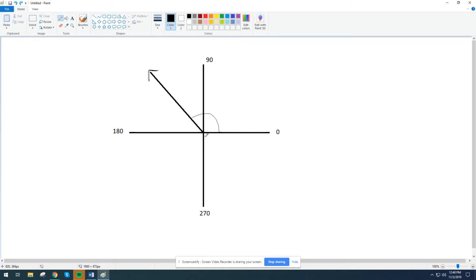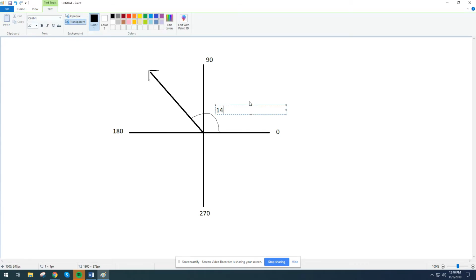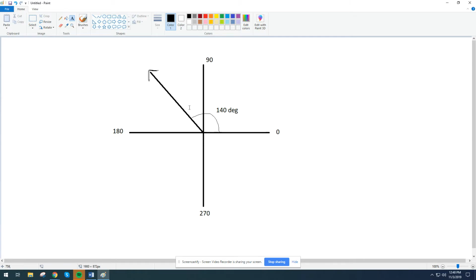We've learned in class how to break this up into its components. So let's type it over here, 140 degrees again. We've learned how to break this into components, right? Because this is a diagonal. It's not completely vertical. It's also not completely horizontal.